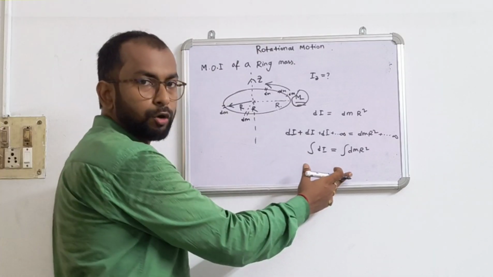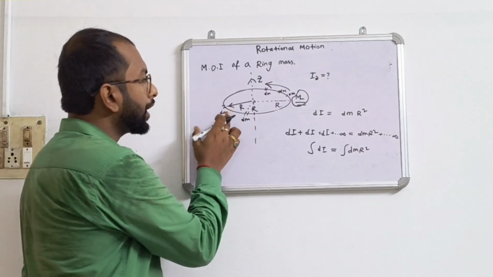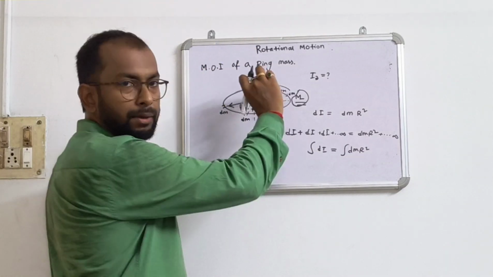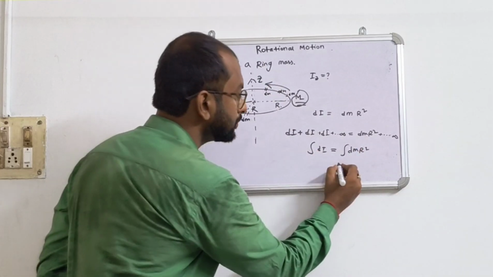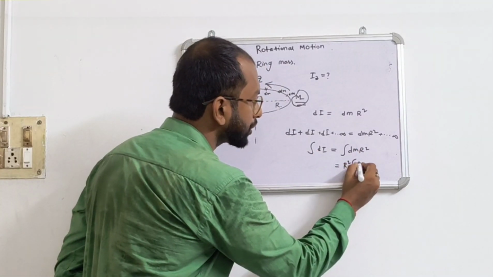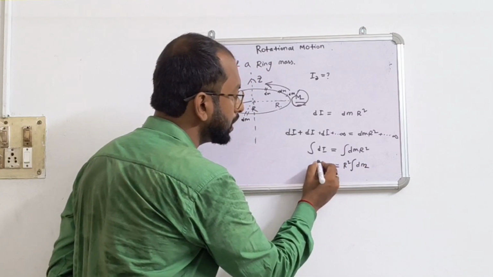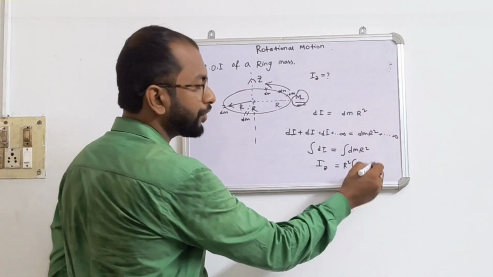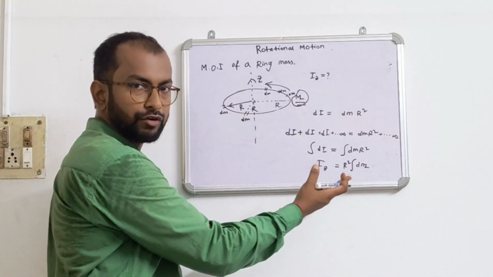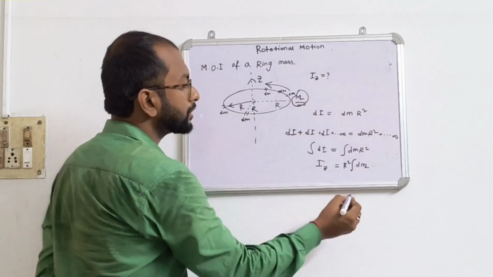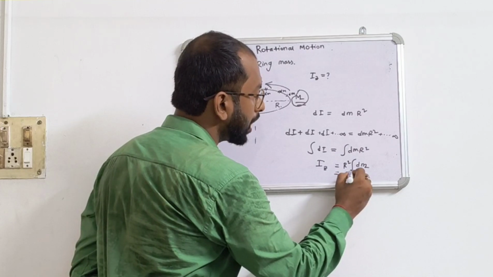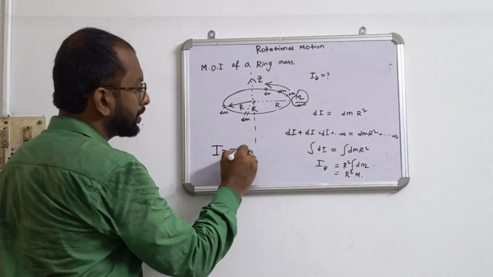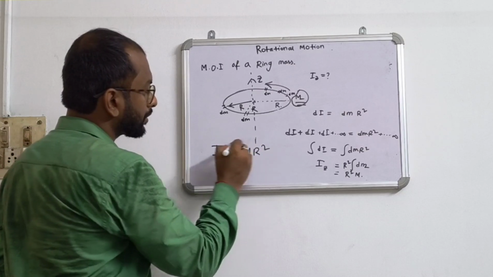Now see, for all these small masses, all are located at distance r from the axis of rotation. So r is constant for all the masses. So that will come out of the integration. So r square integration of dm, that will constitute eventually total moment of inertia I. Now what is the summation of all the masses? If I do the summation of all the masses, it will constitute one big mass. So integration of dm is m only, r square into m. So we can write that Iz is m into r square.